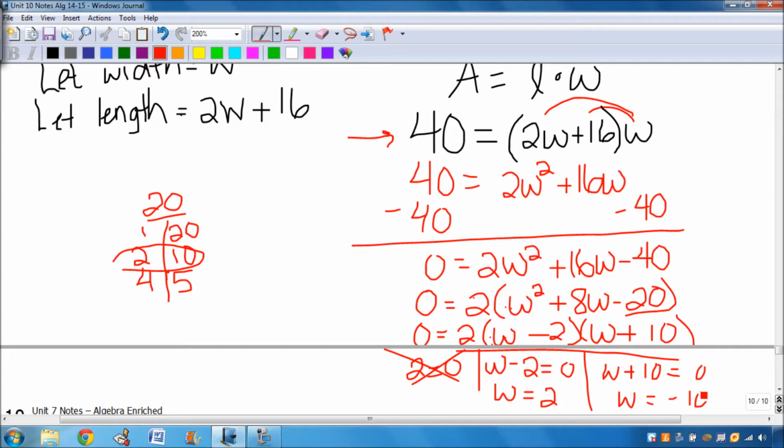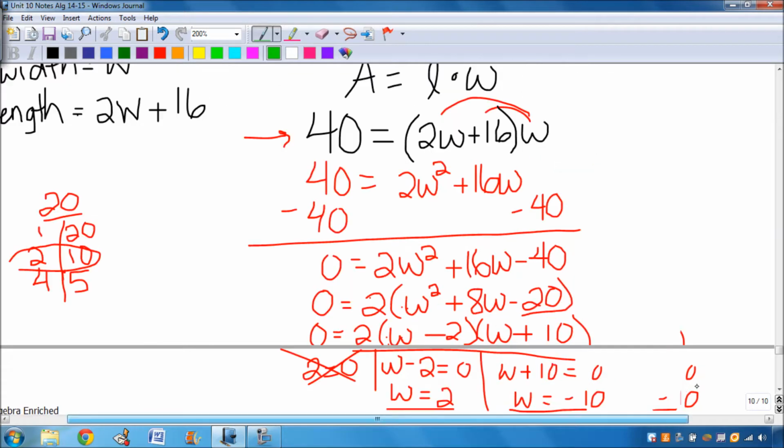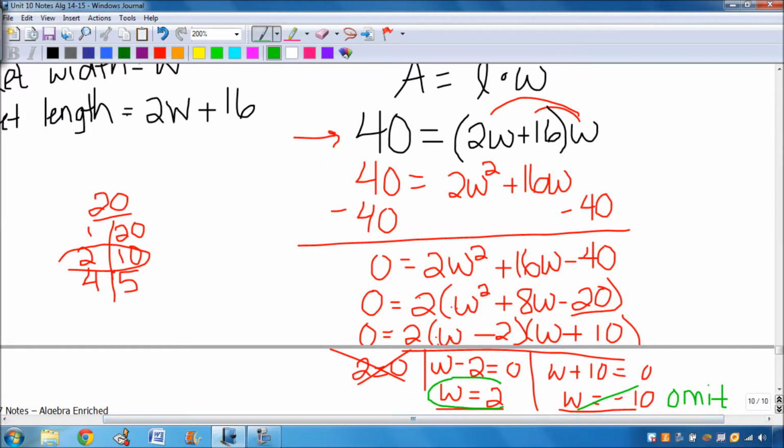Now I have two different answers, and we have to go back to the problem and think about what makes sense. So if the width is represented by W, can the width be 2 inches? Absolutely. Can the width be negative 10 inches? No, that does not make sense. So we are going to omit this answer because it doesn't make sense to have a negative length or a negative value for our width. So that means that W is equal to 2.